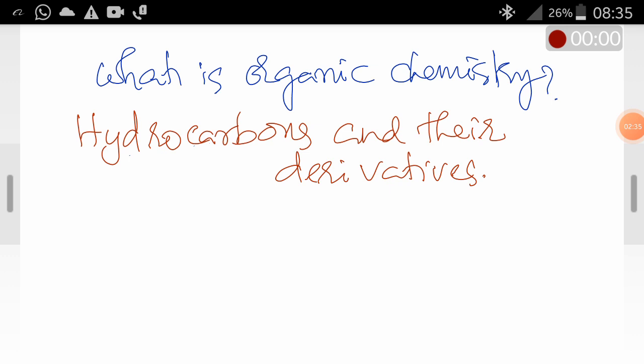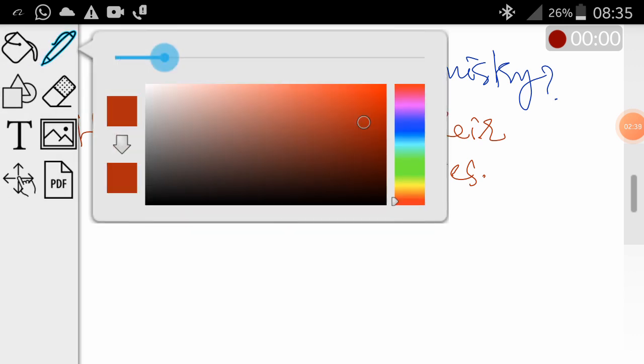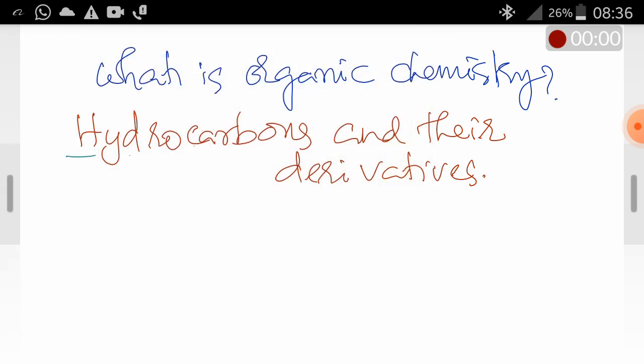Now, what is organic chemistry? Organic chemistry is a branch of chemistry which deals with hydrocarbons and their derivatives. So, what is a hydrocarbon? Hydrocarbons are the compounds which contain carbon and hydrogen only. If you take any organic compound, all of them are basically built up from the smallest compound, that is what we call methane.